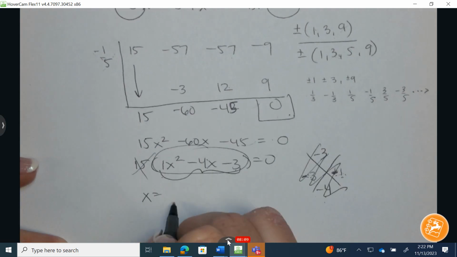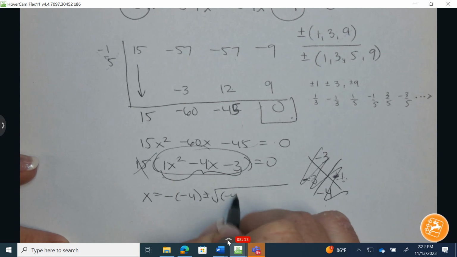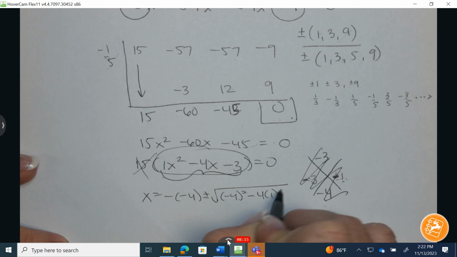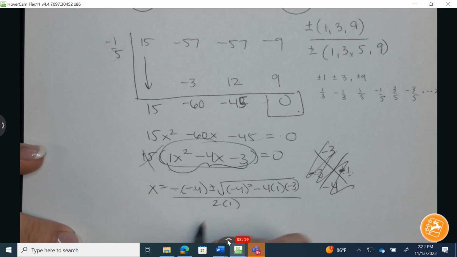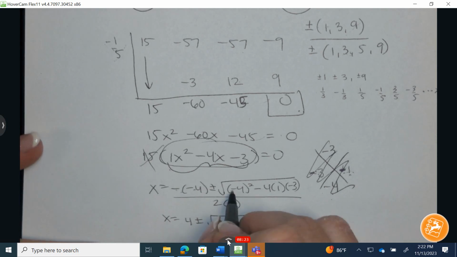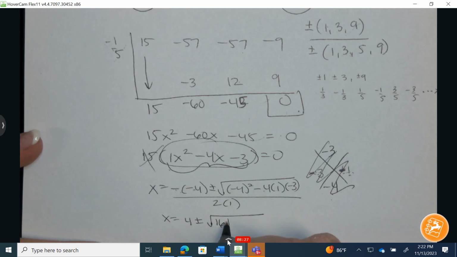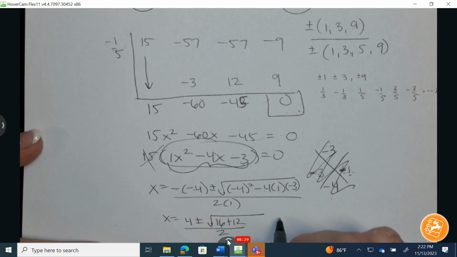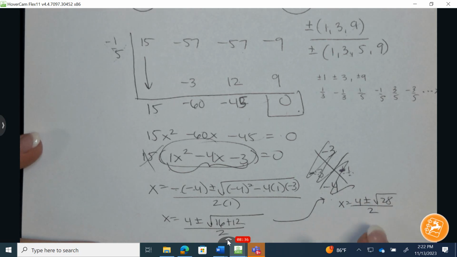So x equals -b plus or minus the square root of b squared minus 4ac, all divided by 2a. Two negatives give me a positive. 16 is -4 squared is 16. A -4 times 1 times -3 is a +12, all divided by 2. So x equals 4 plus or minus the square root of 28, all divided by 2.